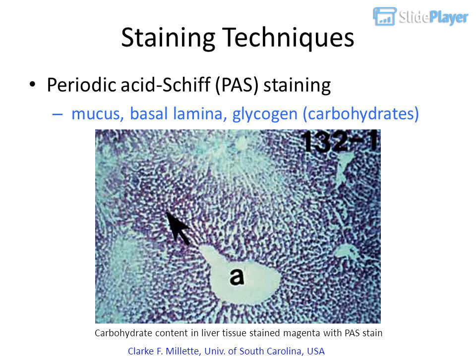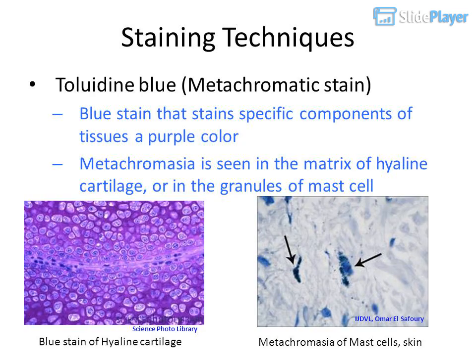Clark F. Millett, University of South Carolina, USA. Staining techniques. Toluidine blue, metachromatic stain. Blue stain that stains specific components of tissues a purple color. Metachromasia is seen in the matrix of hyaline cartilage, or in the granules of mast cells.